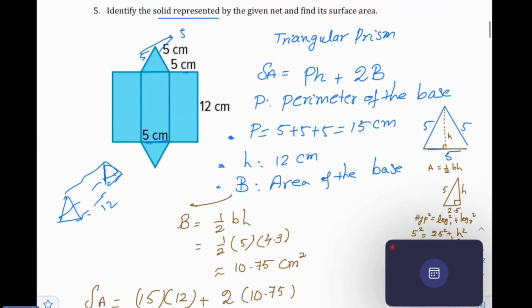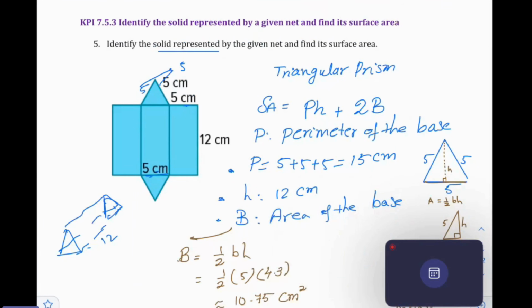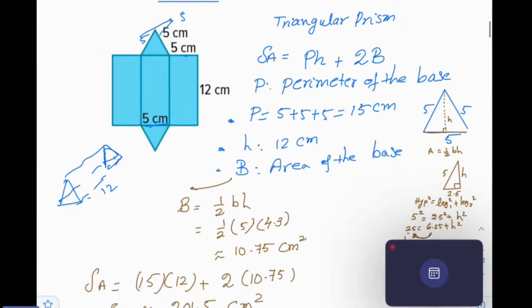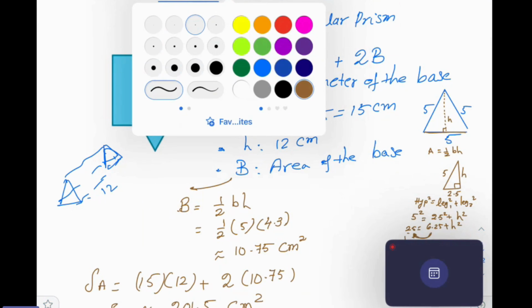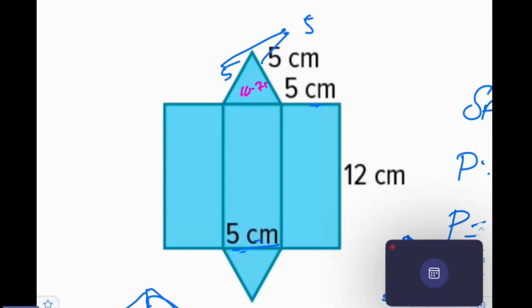Some students may like to find the area of the triangle itself, which we found already, which is equal to 10.75. We will take this approach. So this area is 10.75, and we need to find the area of the big rectangle. You can divide the rectangle into 3 rectangles, or you can simply find all the dimensions.